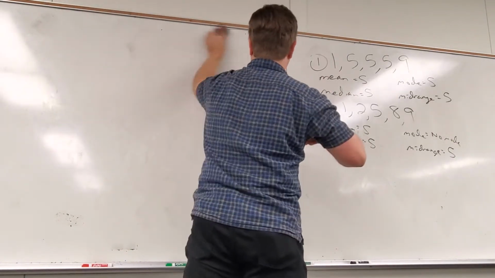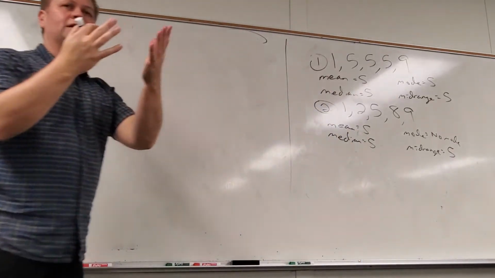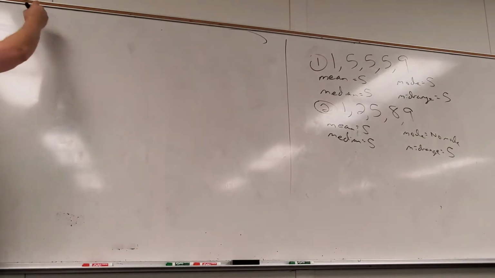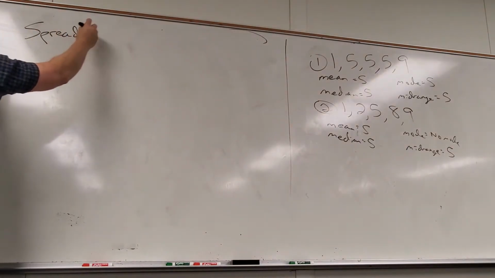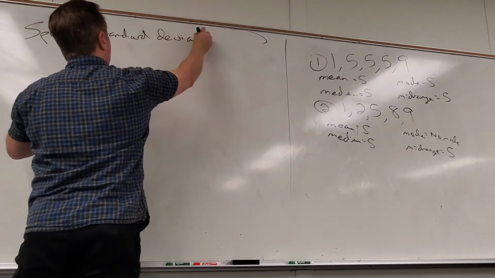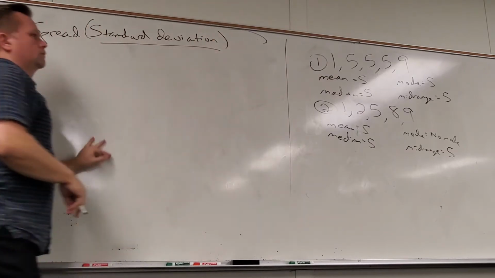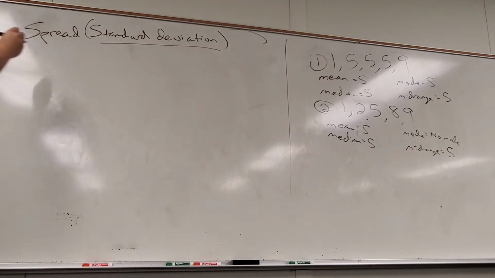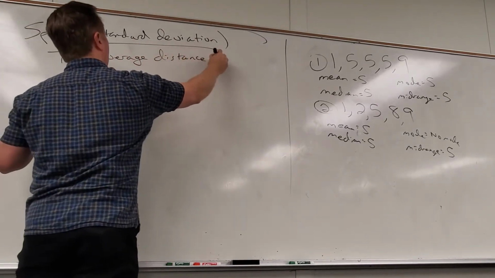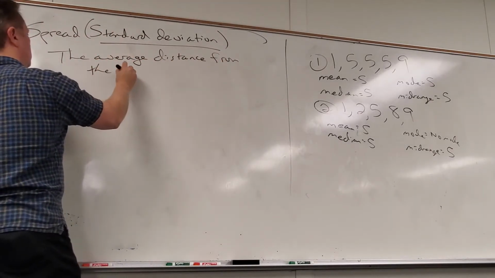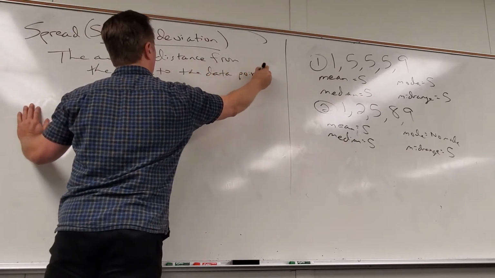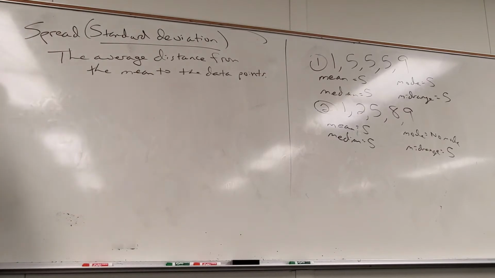So let me write up here, because I didn't see a lot of people writing. When I slow down in what I'm saying, that is a note to take. So this spread, I'm going to give it its official name. It's called the standard deviation. We want it to be the average distance from the mean to the data points.